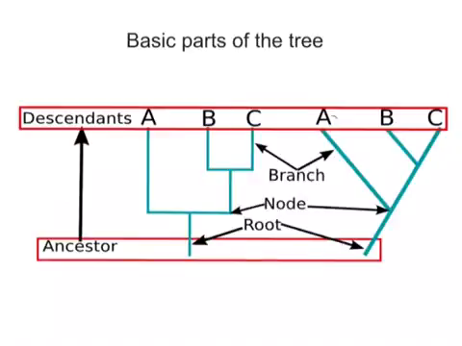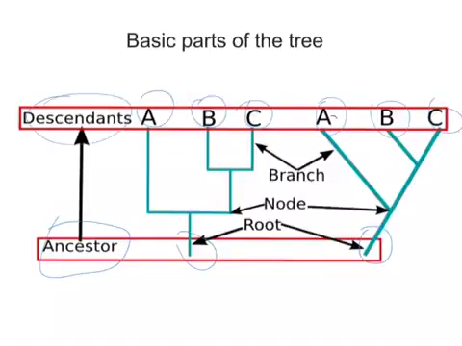Okay, so I'm going to explain the basic parts of the tree, and we can see the two different types of phylogenetic trees that we have. So the first thing that we should look at is the ancestors, which we can see here. And the ancestors lead to the descendants. So all of these are also ancestors, and they're leading to the descendants, which are these A, B, C, A, B, C. They're all descendants.